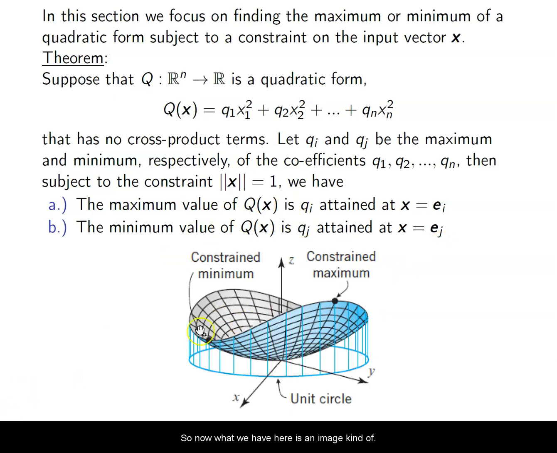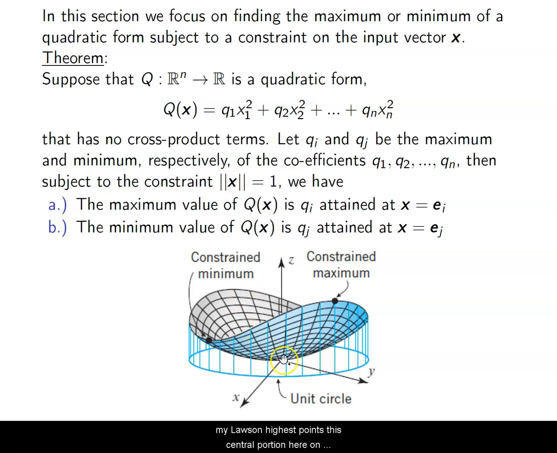Okay, so now what we have here is an image in general, just kind of showing what's going on here. Okay, so I have some sort of quadratic form. So it looks quadratic, right? Any cross section here is some sort of a quadratic, right? As you can see here, there are parabolas. If I cut it this way, there are parabolas. The constraint is that I am a distance of 1 away. So I'm looking at the unit circle, right? So along the unit circle, what is my lowest and highest point, right?